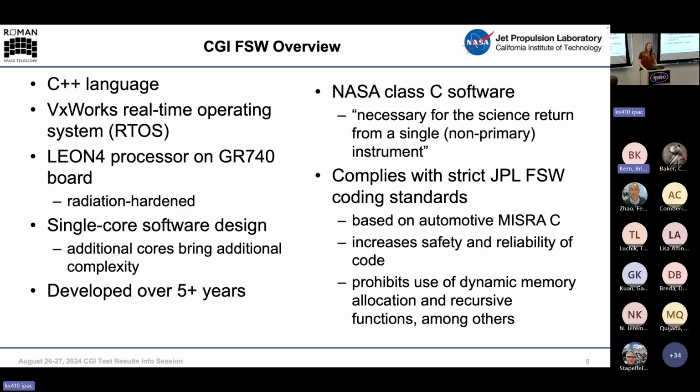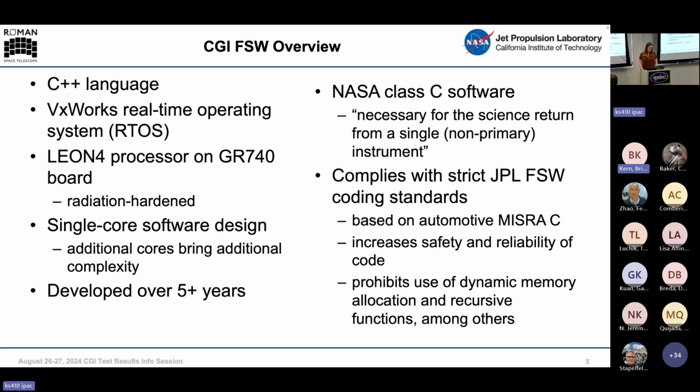Okay, so going into more of the software side of things. CGI software is written in C++. It uses the VxWorks real-time operating system. It runs on a Leon 4 processor on a GR740 board. It is a rad hard board, and it utilizes a single core software design. It is a multi-core processor board, but we use one for simplicity.